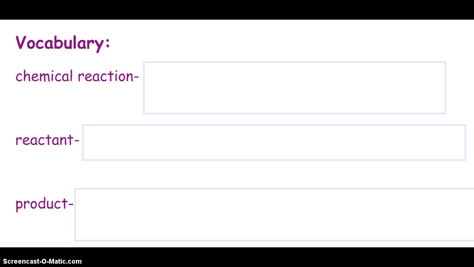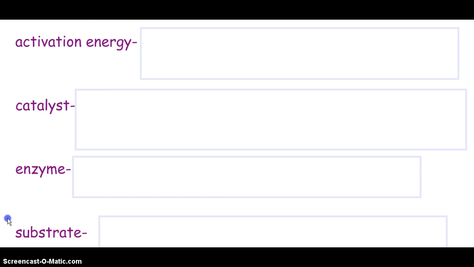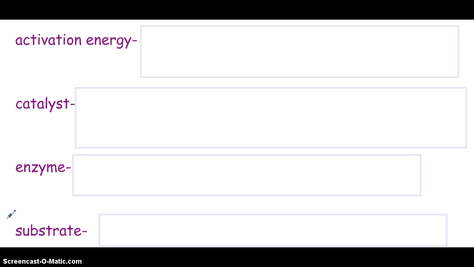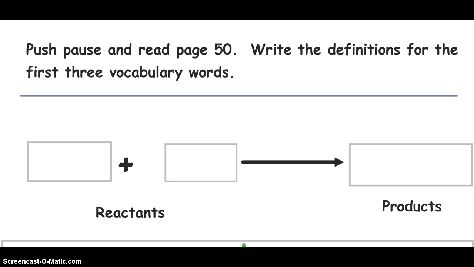But to get started, we're going to be looking for what is a chemical reaction, what is a reactant, and what is a product. And those three are all reviewed from the last 3 sections of this chapter. The new ones are going to be activation energy, catalyst, enzyme, and substrate. So these are going to be the new words that we're going to look for, and it's going to be very important that you know these words and be able to identify them in a picture. Okay, so let's get started.